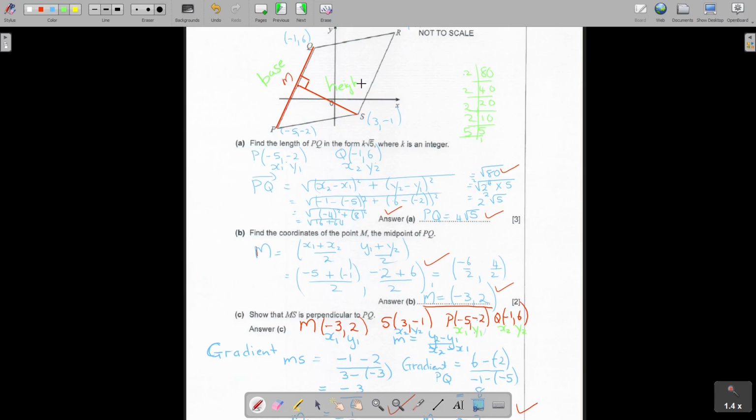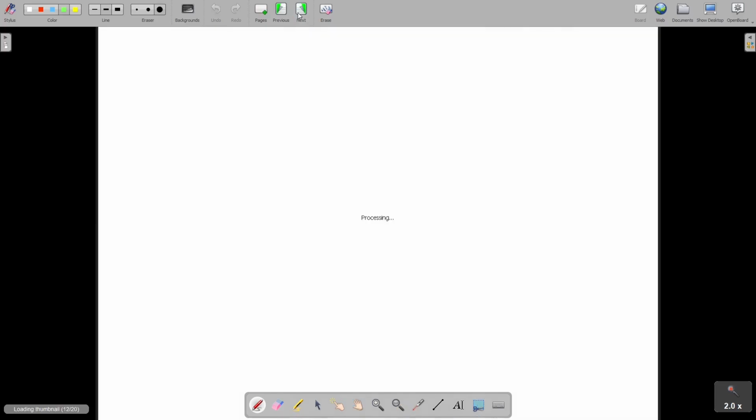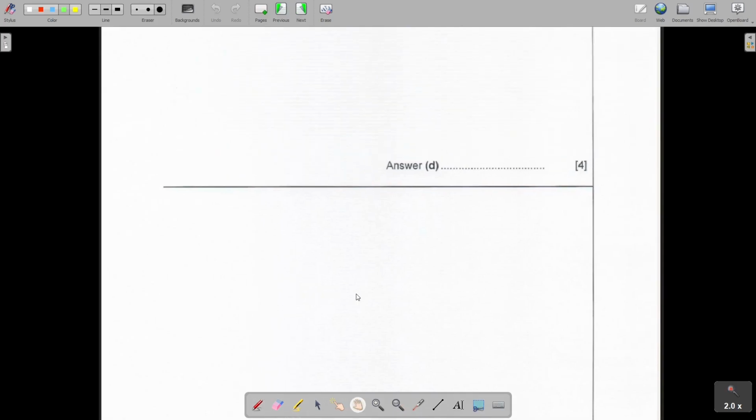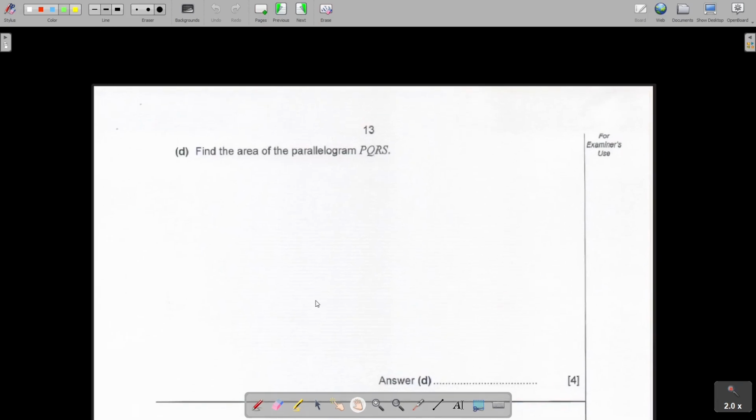Now, you just need this length, but you have this length. You have it there. So you must just go and find the length of MS. And then you can say base times height. So let's go to the next page. And we're just going to first find the length of MS.